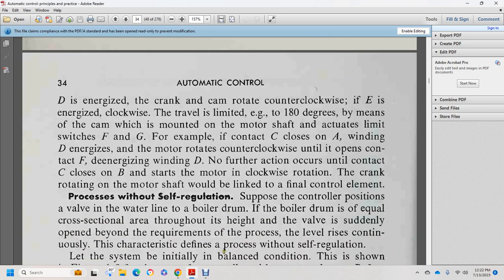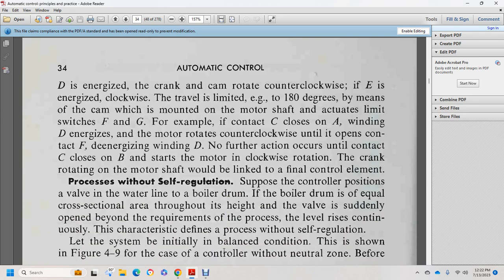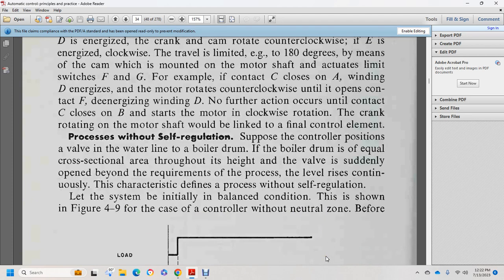Process without self-regulation, with regulation above the control position of the valve on the water line of the boiler drum. If the boiler drum has a cross-sectional area equal to the height, and the valve suddenly opens beyond the requirements for the process level, the character of the process without self-regulation, floating control with the initial band condition, is as shown in figure 4-9, for control without a neutral zone.